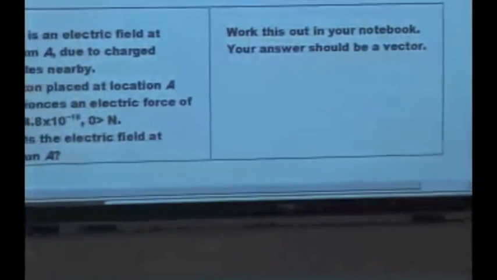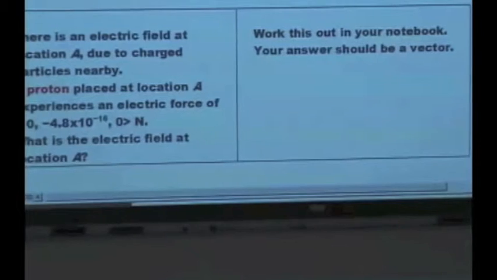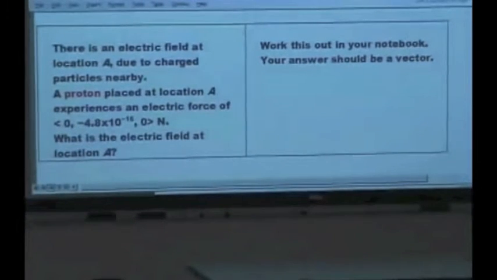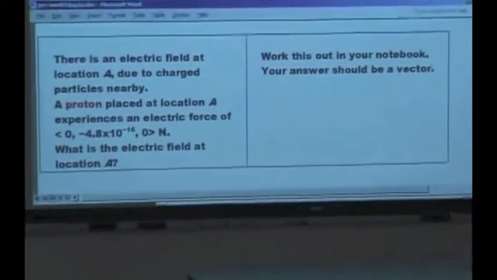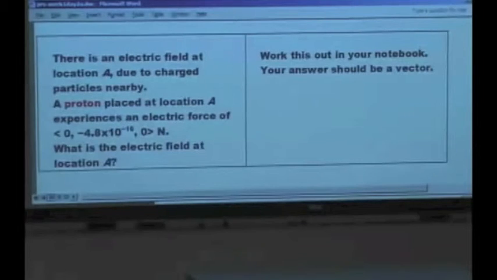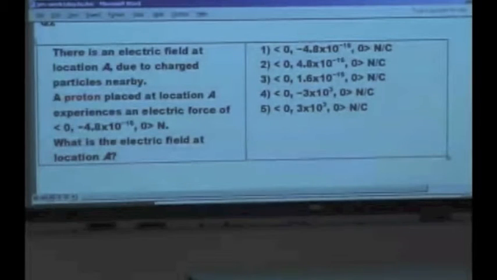Okay? So you might even be able to do that one in your head without a calculator. Here's some possible answers.